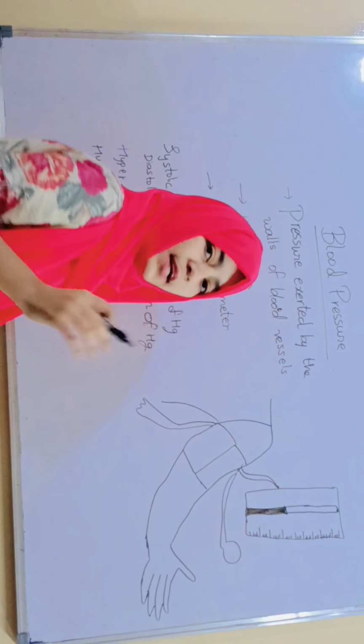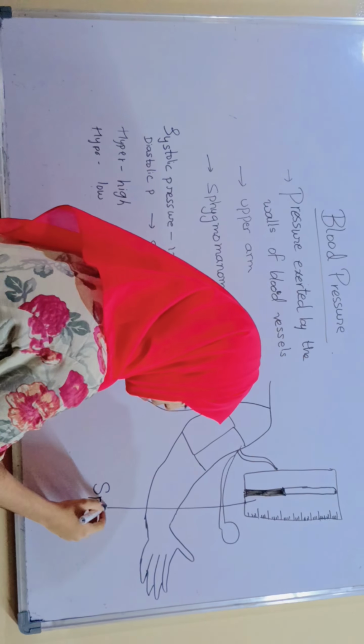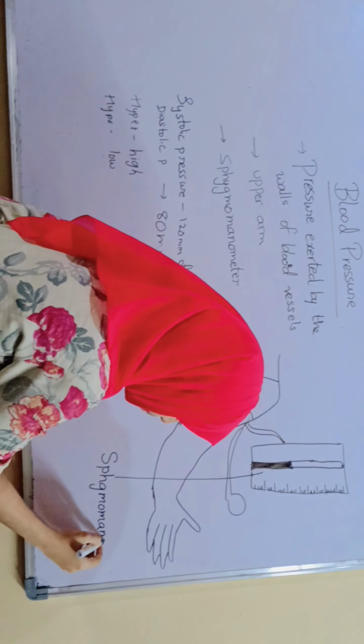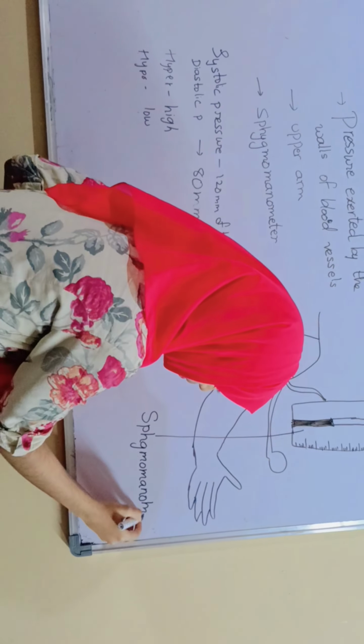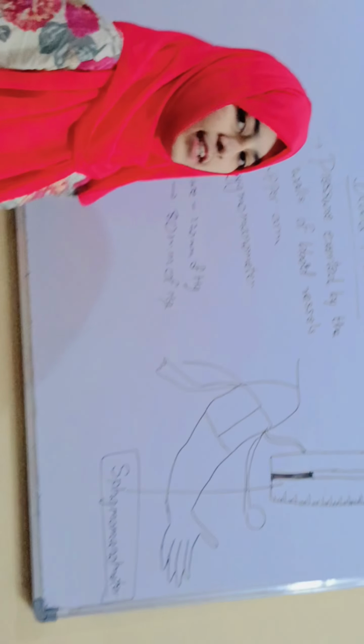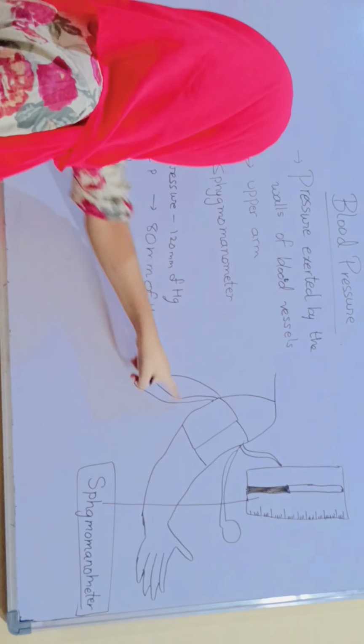We measure blood pressure with which instrument? By using sphygmomanometer. Doctors use this device to check the BP of a person. It is usually measured on the upper arm.